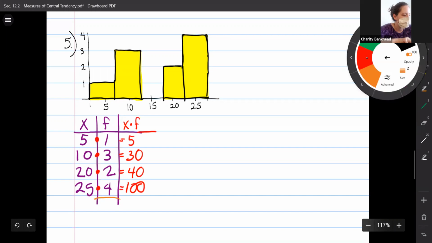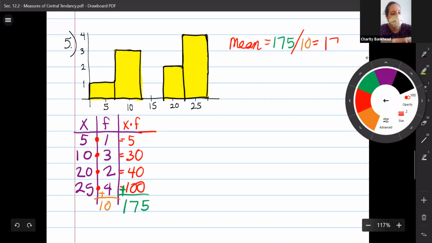All right, so I need to add up the frequency column. That adds up to 10. I need to add up this column. And let's see, that's going to add up to 175. So then the mean equals 175 divided by 10. So that's going to equal 17.5.